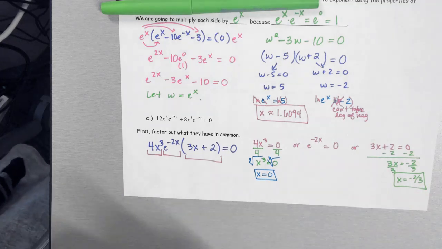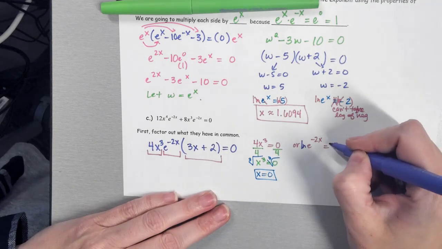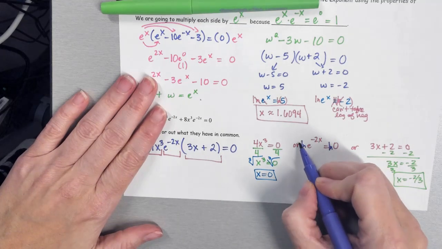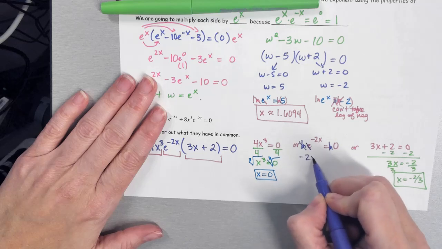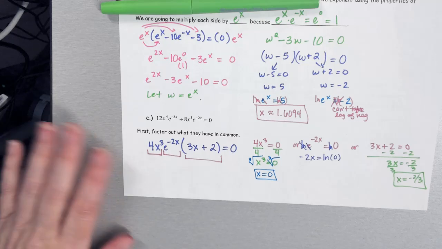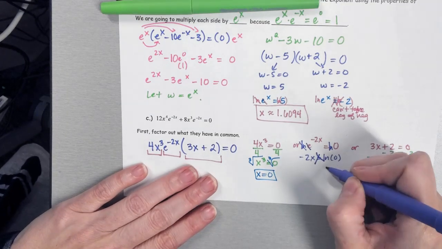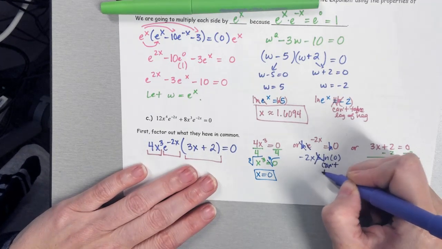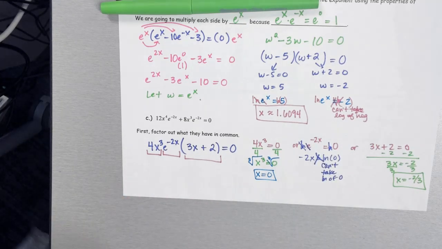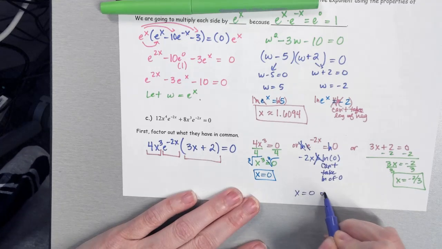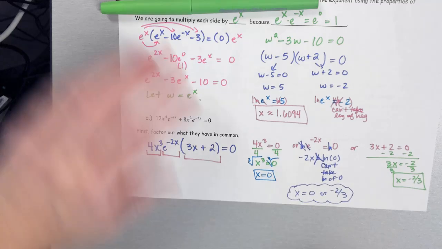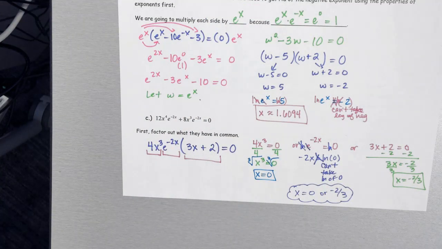And then for the last one, we'll do the natural log. Okay, and then the natural log and e cancel, you get -2x, but on this side, it's the natural log of 0. Can't do it. Okay, so can't take the natural log of 0. You get an error, so then your final answer would just be x equals 0 or negative 2/3. Okay, so there's several different formats there.